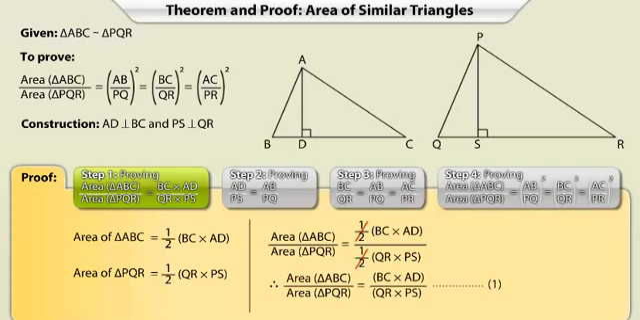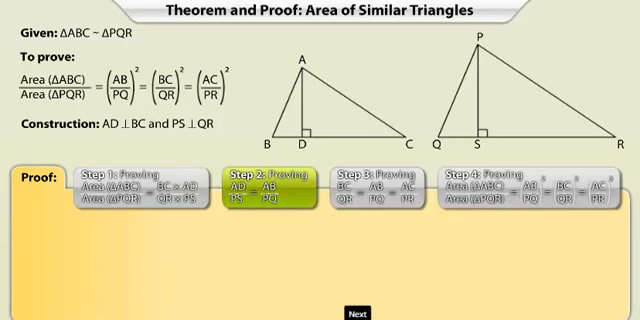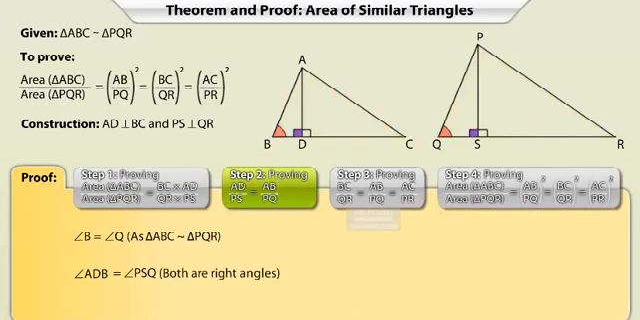Now, let's move to step 2. As triangle ABC and triangle PQR are similar, we can say that angle B is equal to angle Q. Also, angle ADB is equal to angle PSQ as they are right angles. When two angles of one triangle are equal to two angles of another, we can say that the two triangles are similar by the AA similarity criterion. So, triangle ABD is similar to triangle PQS.